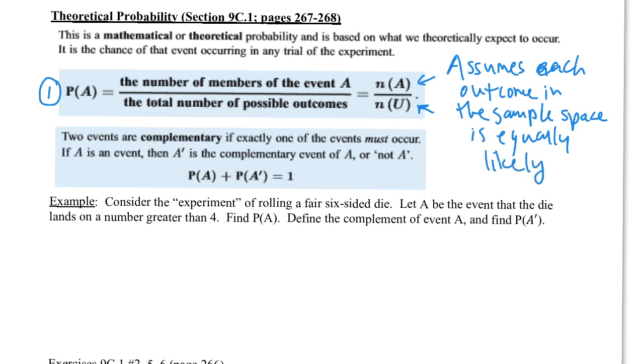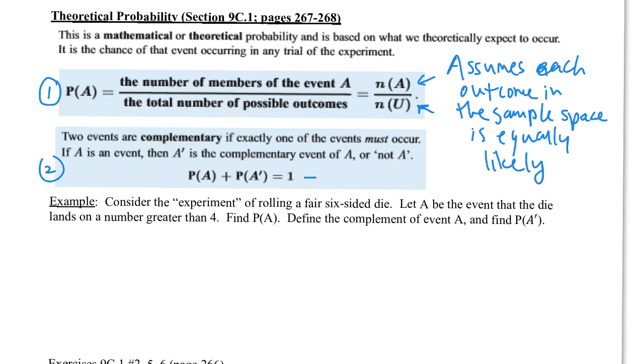All right, rule number 2. Two events are considered complementary if exactly one of the events must occur. If A is an event, then A prime is its complement. A prime is translated as not A. You've seen that notation in the sets chapter for the complement of a set. So if either A happens or it doesn't happen, like it's either going to rain tomorrow or not rain tomorrow, those two probabilities should add up to 1. So if we say there's a 20% chance of rain, then there's an 80% chance that it doesn't rain.